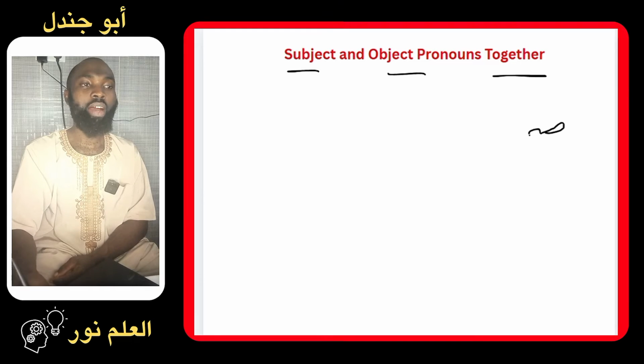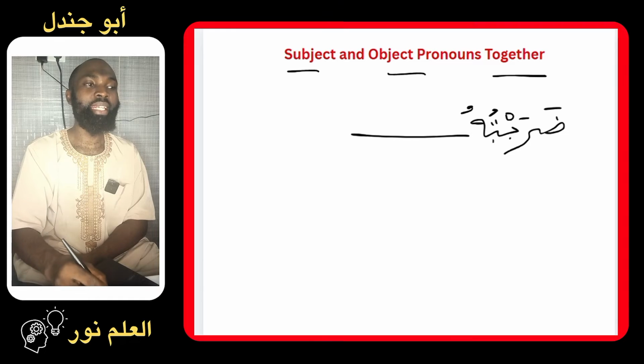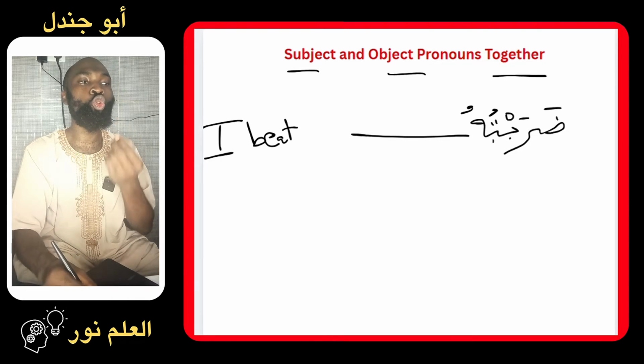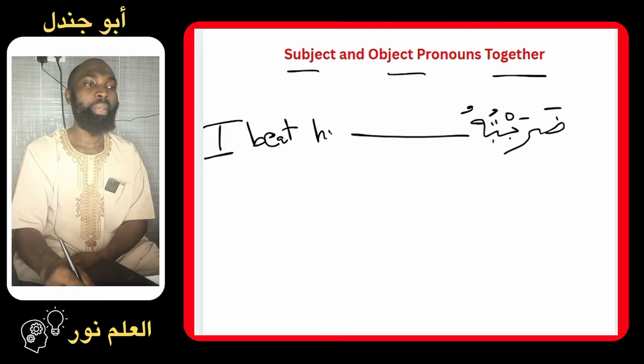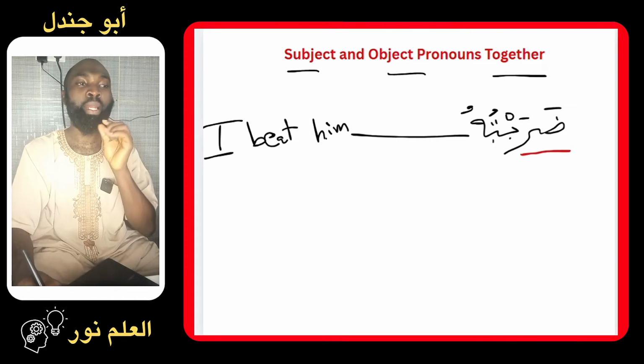We all know that we have the pronouns in Arabic just the way we have them in the English language. I want us to look at this word on the board. The word is darabtuhu. This single word means I beat him. Even though it looks like a single word, it is not just a single word. Rather, it is formed from three parts.